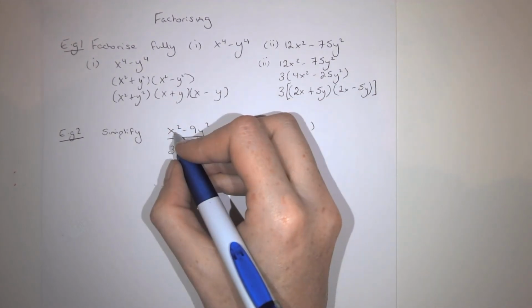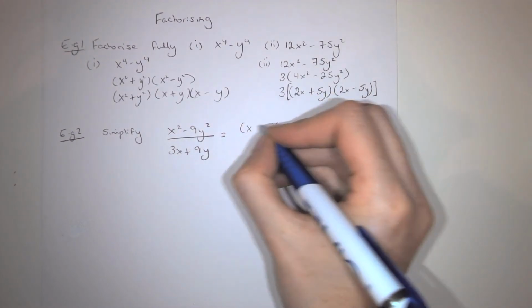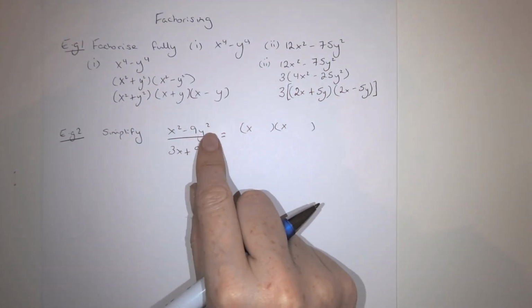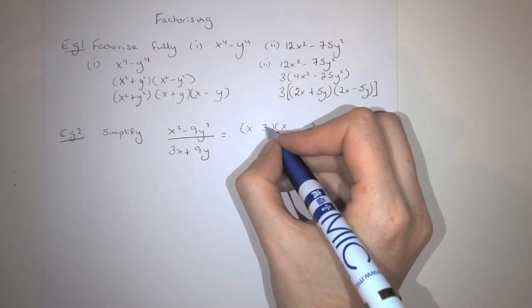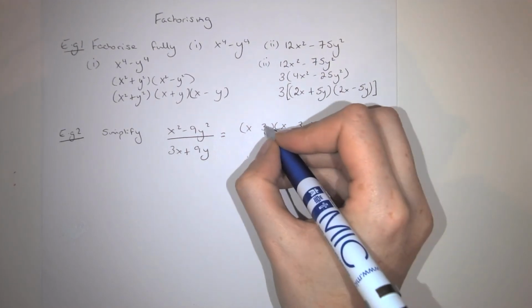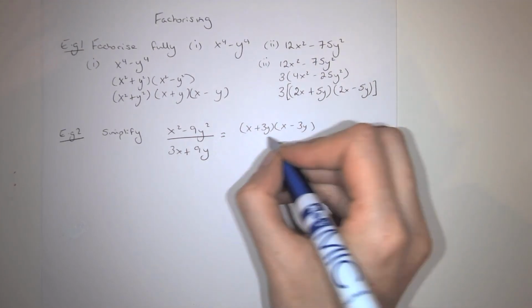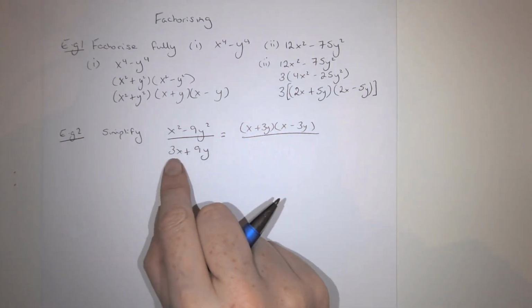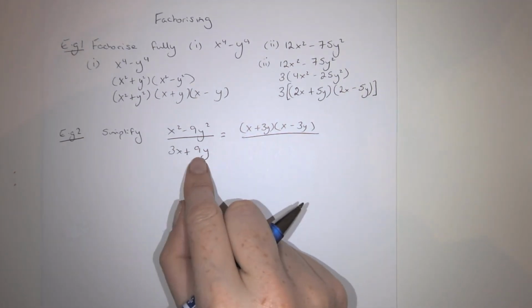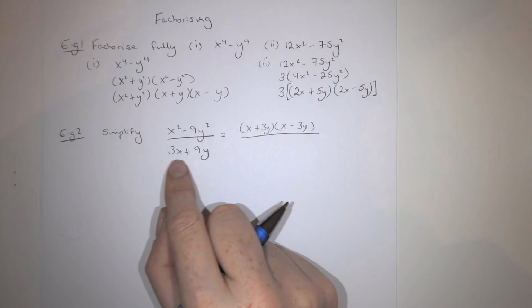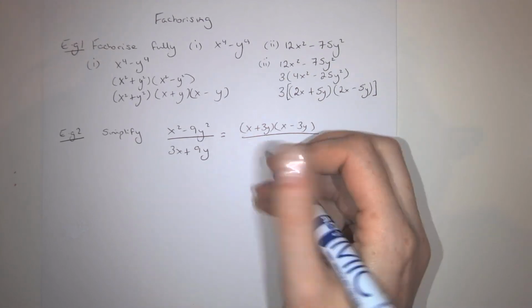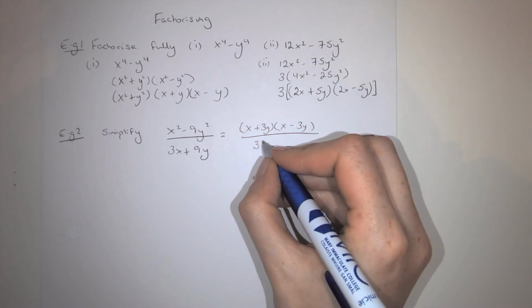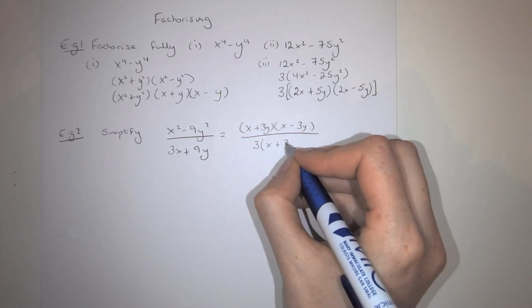Again, what multiplied by itself gives me x squared? x and x. What multiplied by itself gives me 9y squared? That'll be 3y and 3y. So then plus and a minus. On the bottom, we've got 3x plus 9y. So again, it's not a difference of two squares or anything like that. It's just a basic factorisation in that there's a number common, and the number common is 3. Inside with them we have x plus 3y.